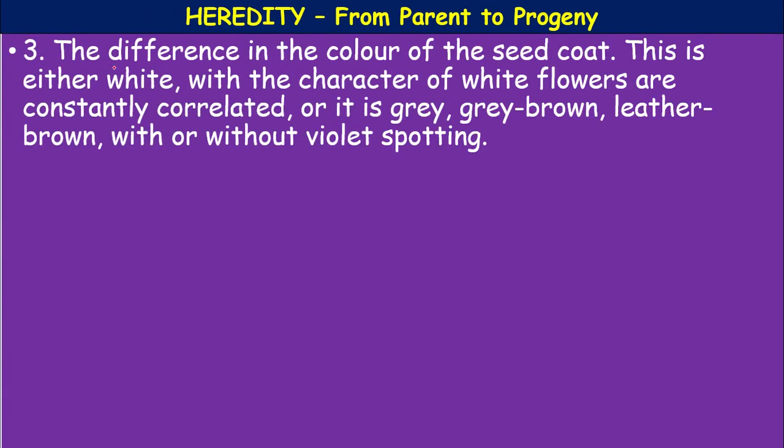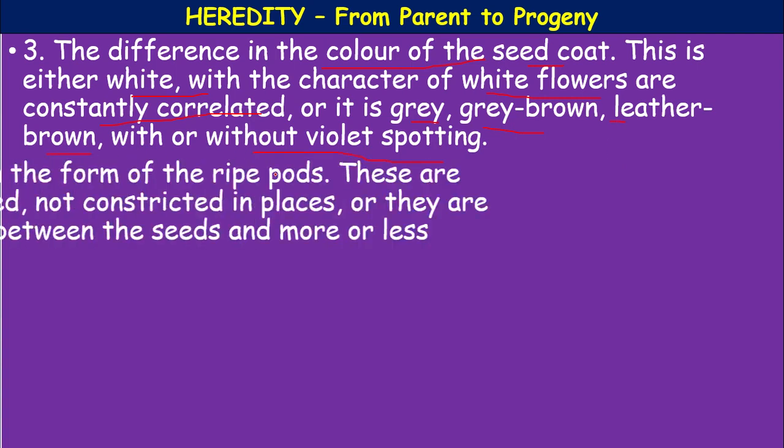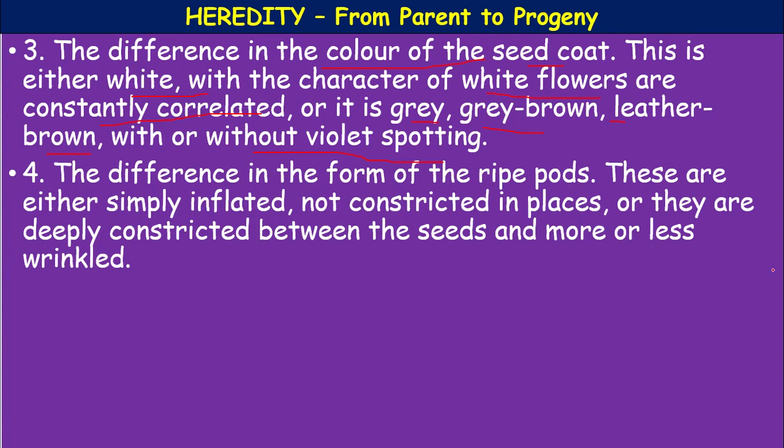The difference in the color of the seed coat: this is either white, with the character of white flowers, constantly correlated, or it is gray, gray brown, leather brown, with or without violet spotting. The difference in the form of ripe pods: these are either simply inflated, not constricted in places, or they are deeply constricted between the seeds and more or less wrinkled.